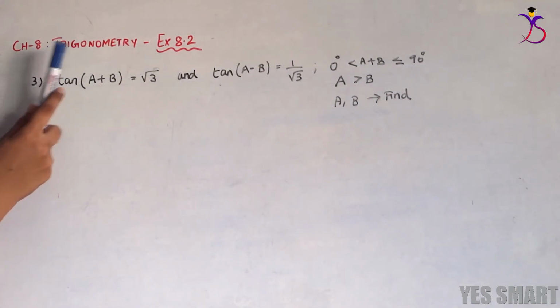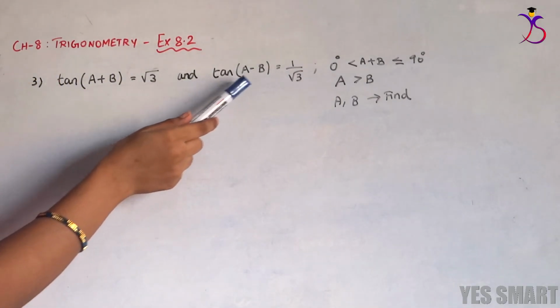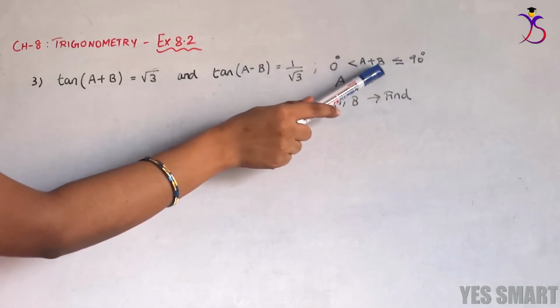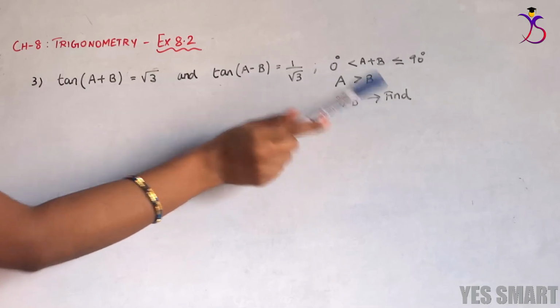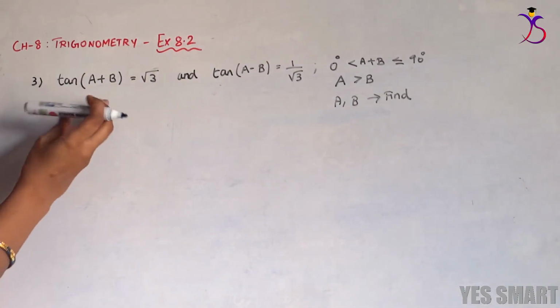Now exercise 8.2 third sum. It is given tan (a plus b) equal to root 3 and tan (a minus b) equal to 1 by root 3, where 0 degree is lesser than a plus b, which is lesser than or equal to 90 degree, and also a is greater than b. We have to find a and b.